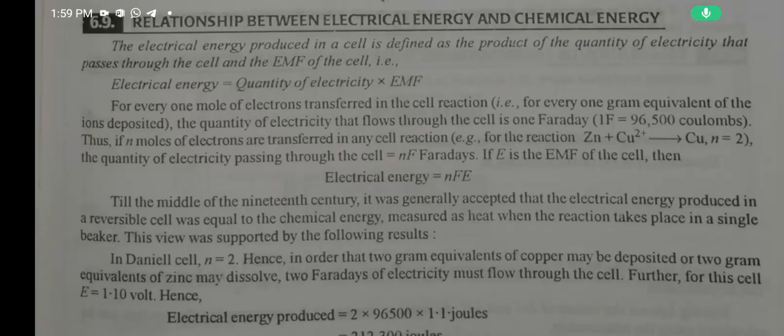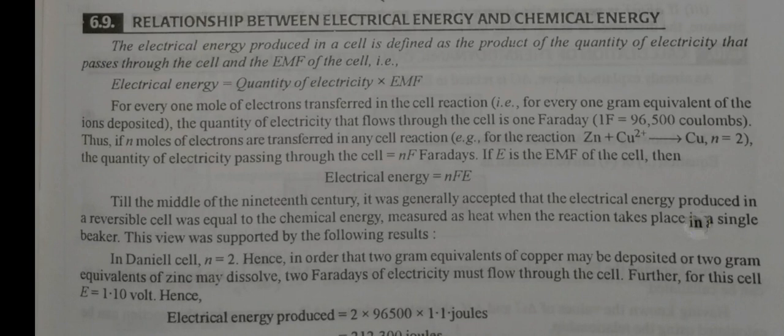Next, the relationship between electrical energy and chemical energy. The electrical energy produced in a cell is defined as the product of the quantity of electricity that passes through the cell and the EMF of the cell. That is, electrical energy is equal to quantity of electricity times EMF.